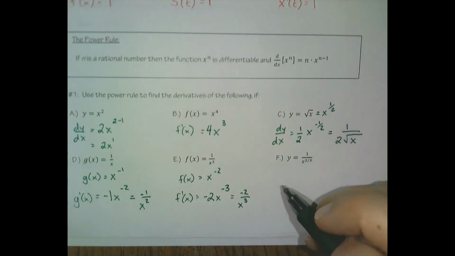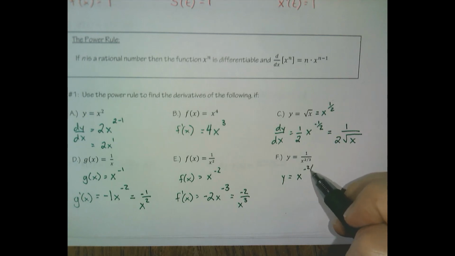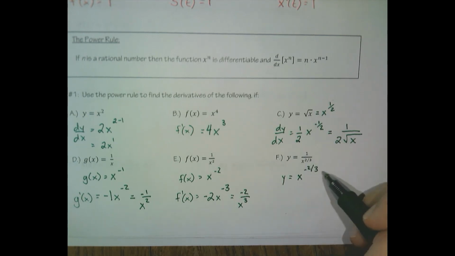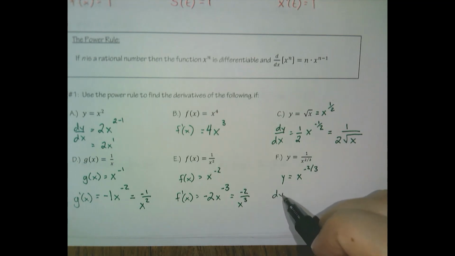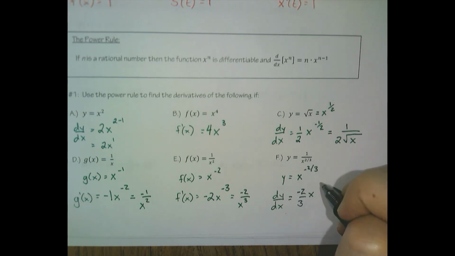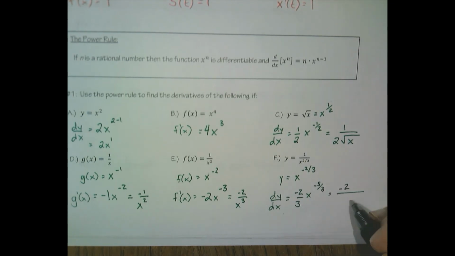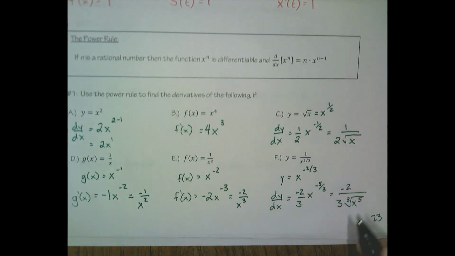And finally, the last one, if I write this as a negative exponent, then I can apply the power rule. The power rule says drop the exponent down in front and decrease that exponent by 1. So negative 2/3 minus 1 is negative 5/3, which simplifies to negative 2 over 3 cube root x to the 5th, if we wanted to write it in radical form.